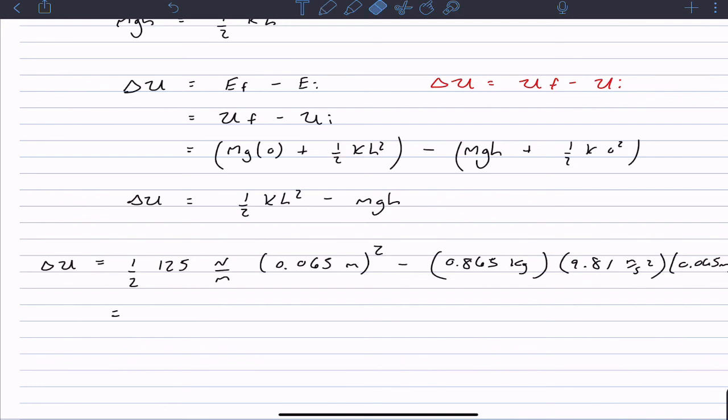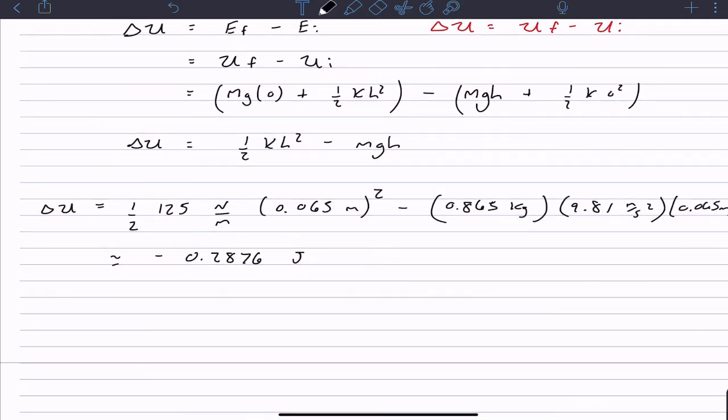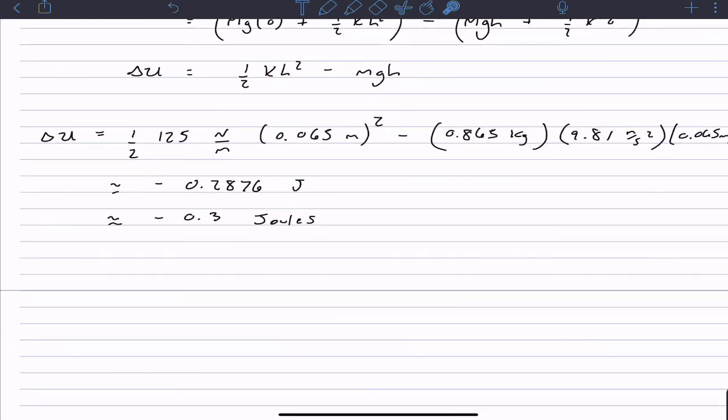We get approximately negative 0.2876 joules. So you can round that however you want. It depends on which significant figures you're asked to find, but you could say it's approximately 0.3 joules. It's pretty low, actually, but we're dealing with an incredibly small distance. This is what, 6 centimeters, and the mass is not even a kilogram, right? So that makes sense.